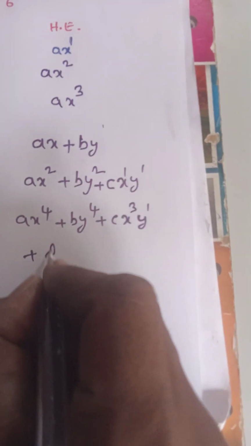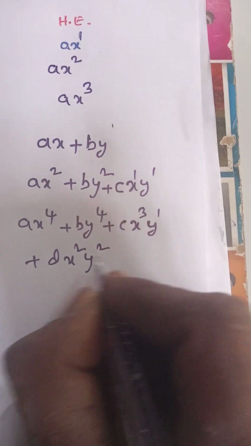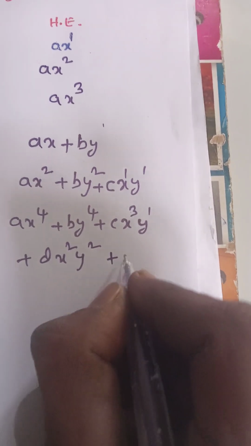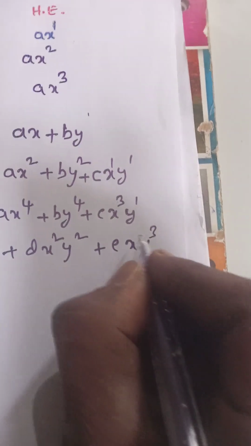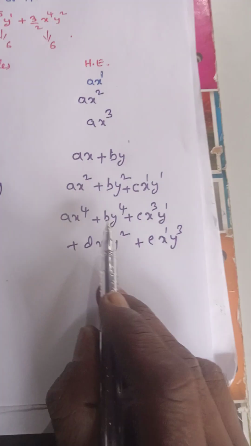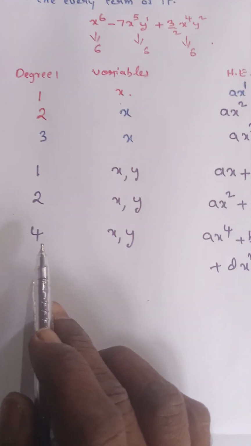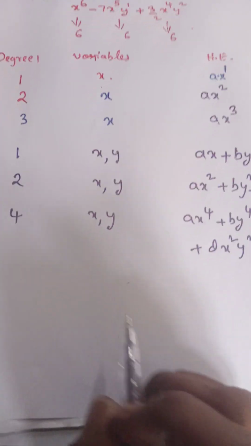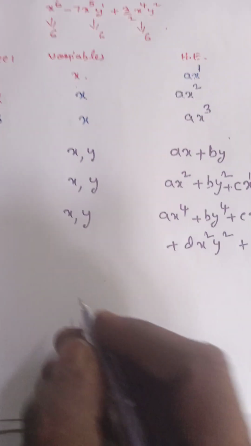And plus d, x square and y square we can take, right? Degree 4 will come. Next, e x y to the power of 3. Here also the degree will be 4. So these are all the possible terms of the homogeneous expression of degree 4 in x and y. Like that we can give the standard forms very easily.